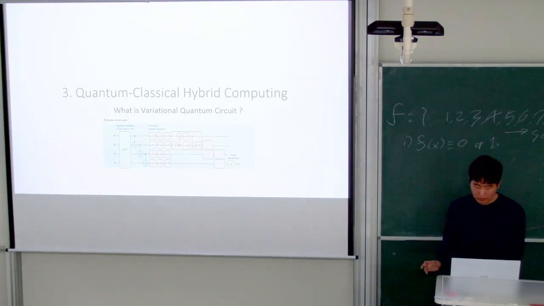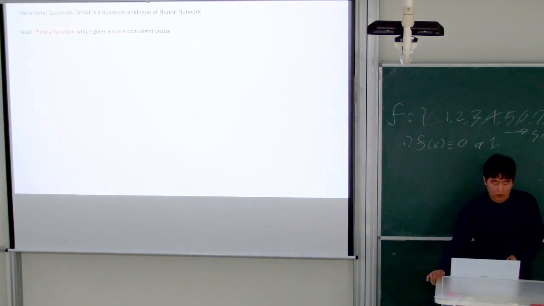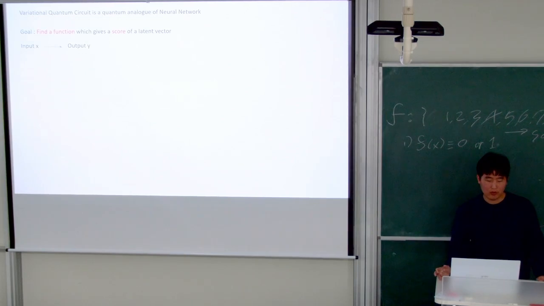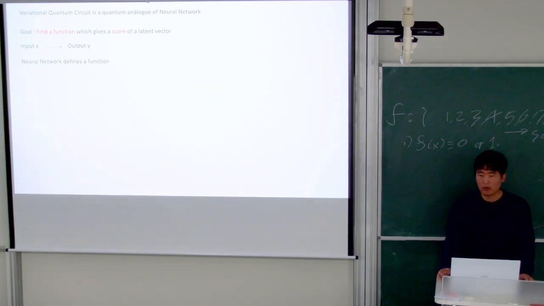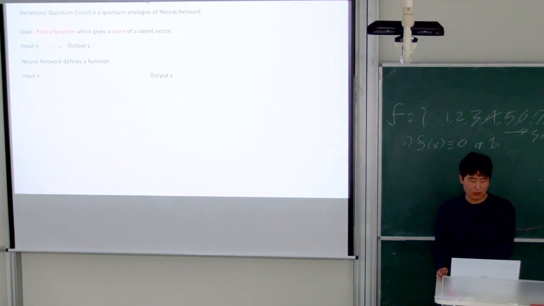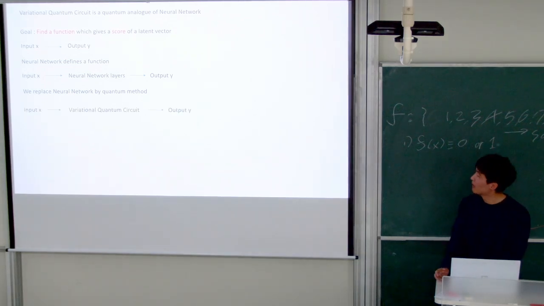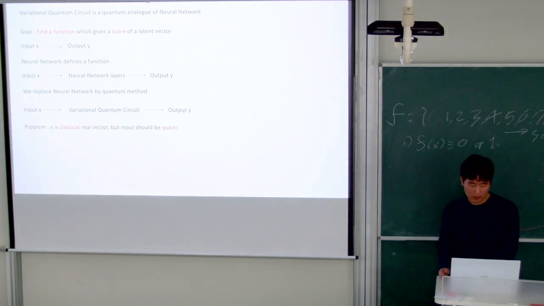So let's go to this hybrid model. The goal is to find a function which gives a score of a latent vector. So we have a vector as an input, which should be a 16-dimensional vector, and we want a function which gives you a number: 16 numbers as input, one output. So what does a neural network do? You approximate the function by inserting layers, but we replace it with the quantum circuit we just studied.